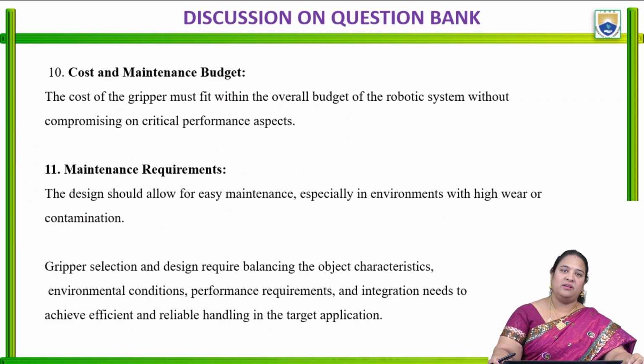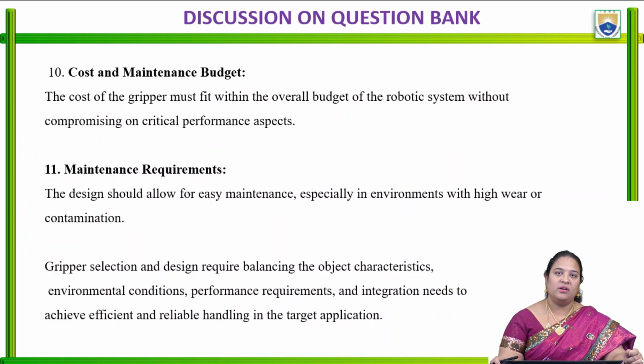Next is the cost and maintenance. The cost and maintenance is also very important. That is, we need to take care that the budget will not be high and the maintenance will also be less. So in that form, we need to plan for designing and selecting the material for the robot end effector. That is, the cost of the gripper must fit within the overall budget of the robot system without compromising the critical performance aspects, right?